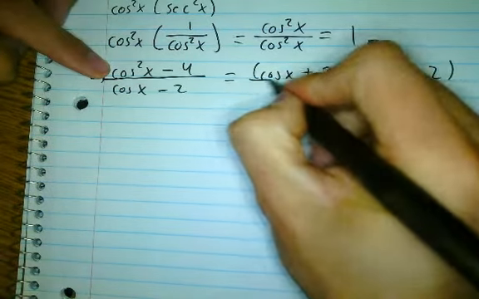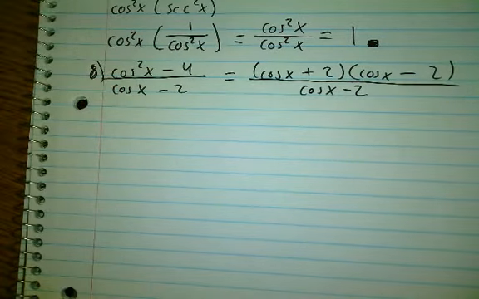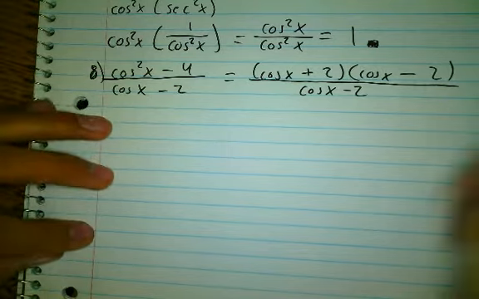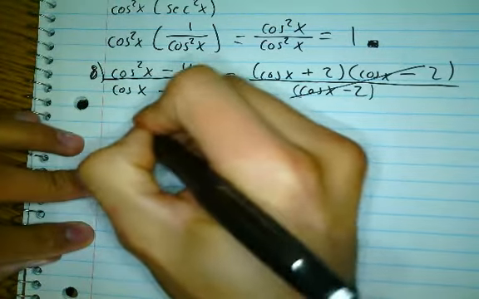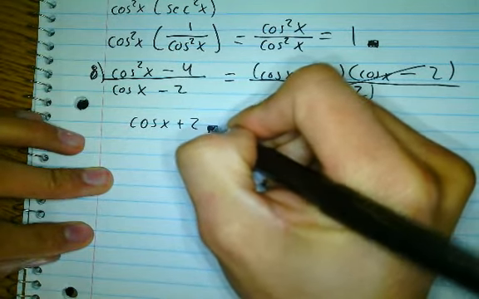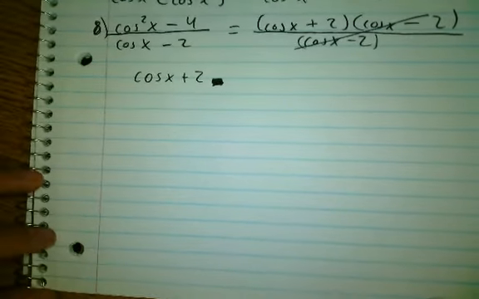cosine x minus 2. What's going to happen here? It's going to cancel out. So the cosine x plus 2. No, because it's cosine x plus 2, you can also say cosine x plus 1 plus 1, and then you can reverse that. No. Stop. Right there. Stop. Yes, but no. We're not going there.